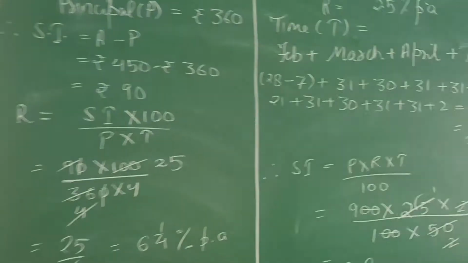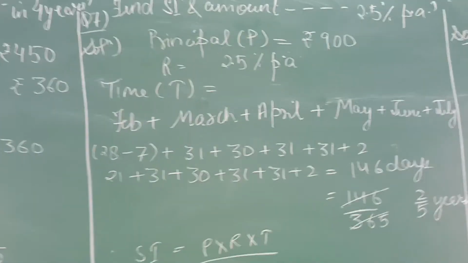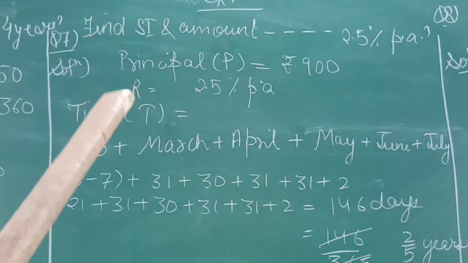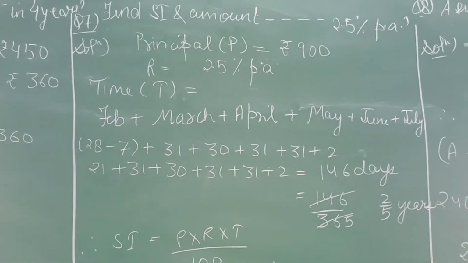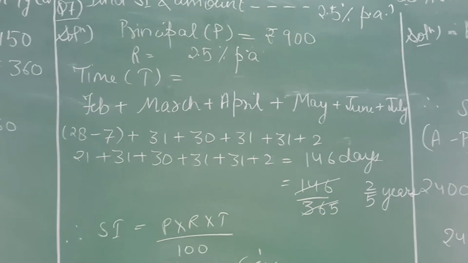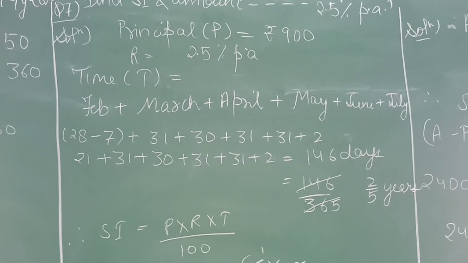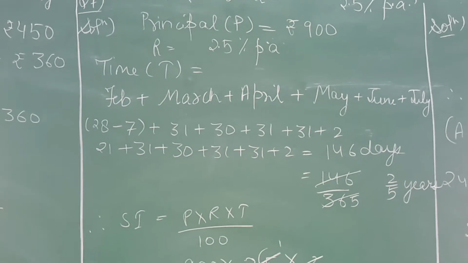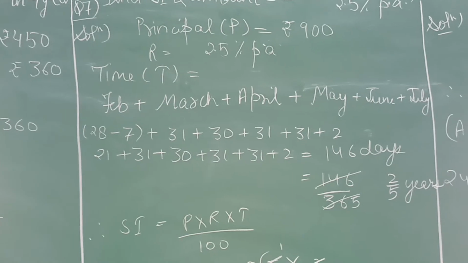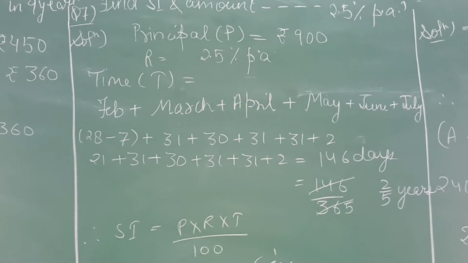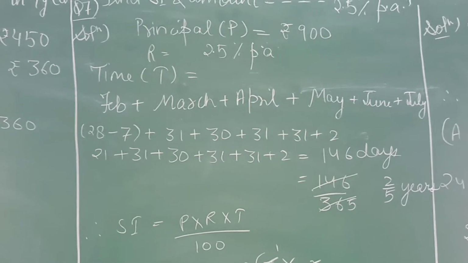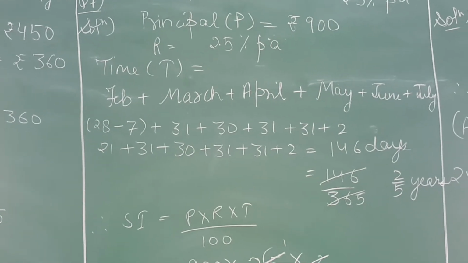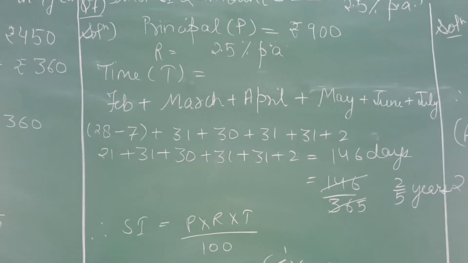Now come to question number 7. In question number 7 you have to find out the simple interest and amount. They have given you principal and they have given you rate, but the time they have given according to the dates. It means time starts from 7th February 2015 to 2nd of July 2015. It means first of all we have to find out the total number of days between the dates given in the question. Then after that you will convert the number of days into years by dividing it by 365. Whether it is a leap or non-leap year, you will always divide by 365 days.